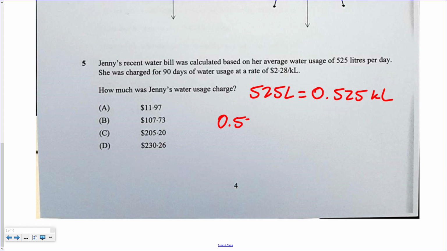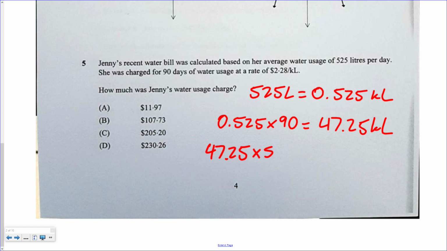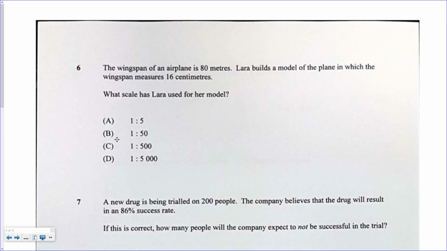So now we're going to times this by 90 to find the total amount of water that she used, which is 47.25 kilolitres. And now that you have 47.25 kilolitres, you see that she was charged at $2.28 per kilolitre. So now we just do 47.25 times by $2.28, which will give you $107.73. So the answer is B. Going to the next page now.